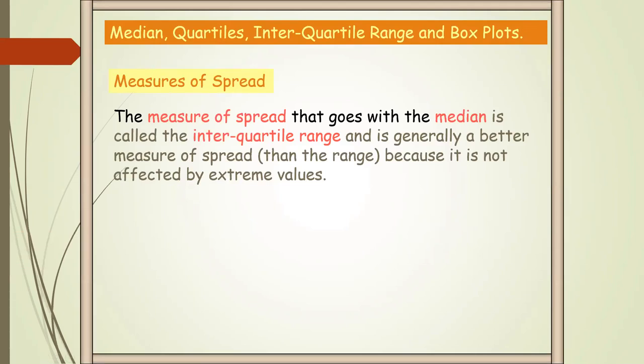We were talking about measures of spread. The measure of spread that works with the mean was called the standard deviation, which we saw. The formula for the standard deviation had the mean in it. Well, what measure of spread works with the median, which is another really good measure of central tendency? The measure of spread that goes with the median is called the interquartile range.